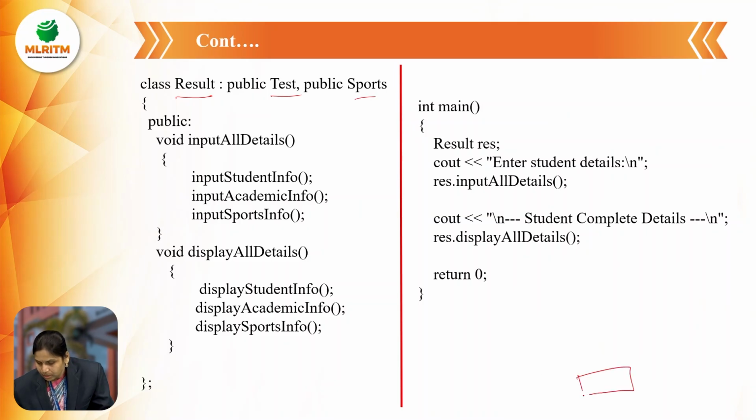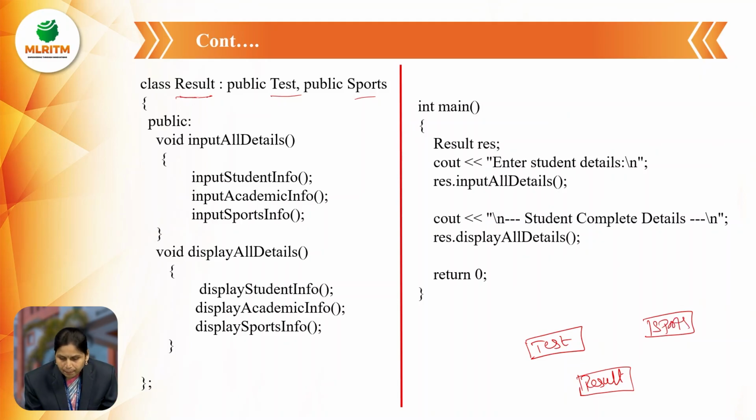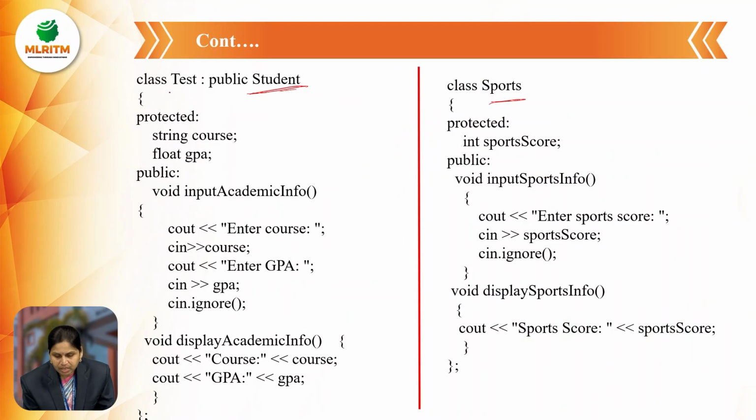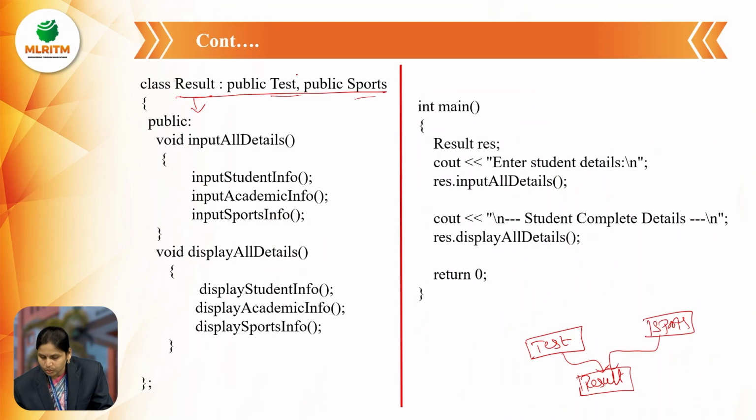Now it is result. It is derived from the test class and sports. So when we consider this example, result is a child class, and these two are parents. Next, when we consider the test, it is derived from student. Now this is a figure for this example.